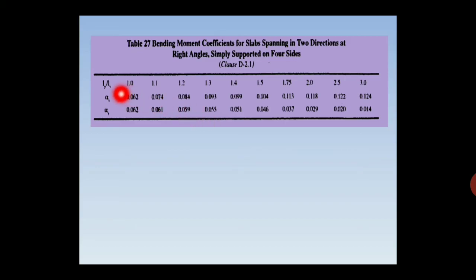Now here in the first row we have Ly by Lx. This is the effective ratio. Again I am repeating, Ly effective divided by Lx effective. We have the ratios given as 1.1, 1.2, 1.3 and so on, and for those corresponding ratios we have alpha x and alpha y values given to us. So now we have to check where our Ly by Lx lies, and in between that we have to select the suitable value for alpha x and alpha y by interpolation. So if we go ahead, this is the reference, page number 91.